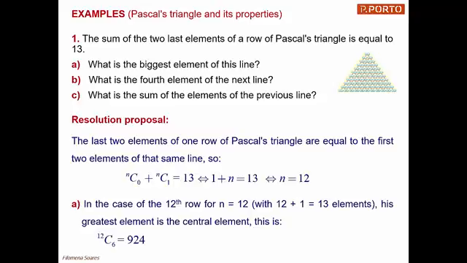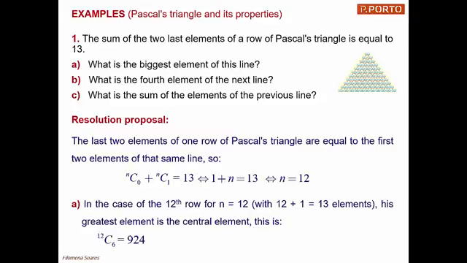And this is 924. You can easily get to this number using your calculator, or even using the expression that gives the combinations of n chosen p, equal to n factorial divided by p factorial times n minus p factorial. In this case it is 12 factorial divided by 6 factorial times 6 factorial.